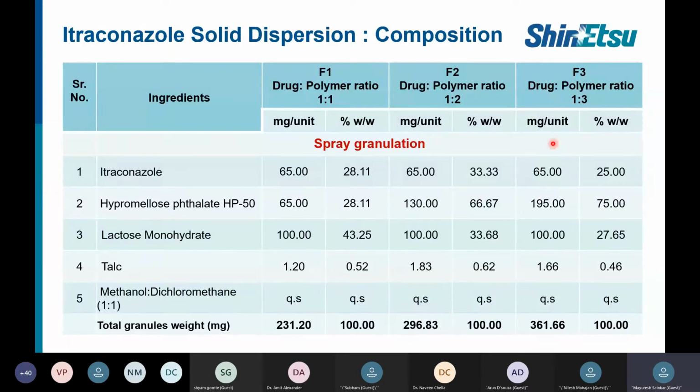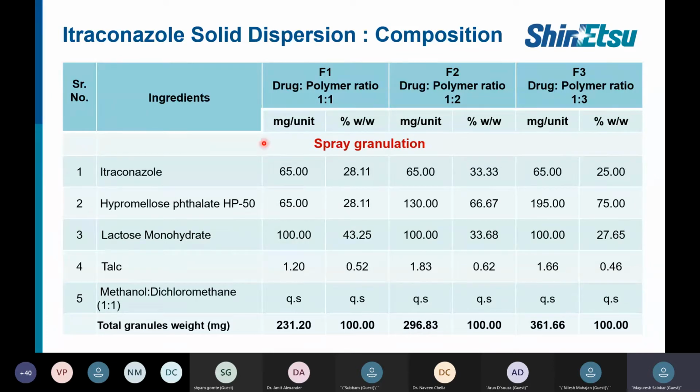I hope you can see the slide of the itraconazole solid dispersion composition. Itraconazole is basically an antifungal agent, for which the innovator has also used the same polymer. There are actually two innovators for this, but out of that, one innovator has used HPMC phthalate as the solubility enhancement carrier, and we just wanted to check the methodologies, how they impact the solubility enhancement.